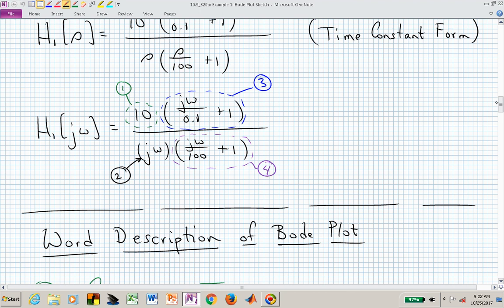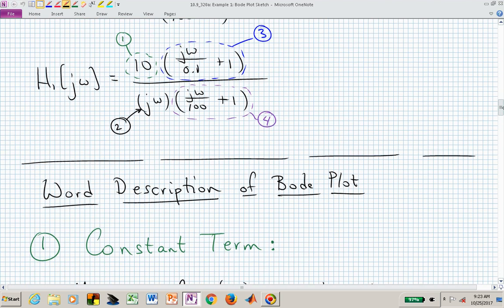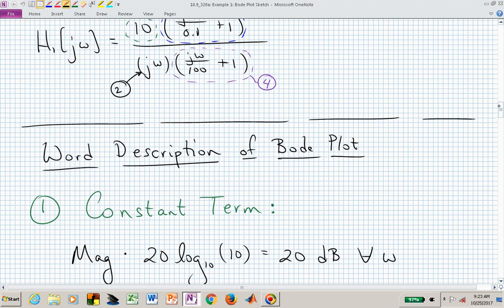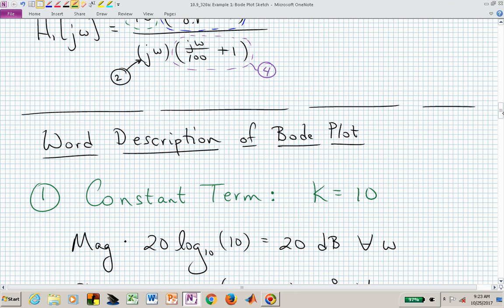And sometimes as I'm doing this, I like to get my mind thinking about what I'm going to be sketching. And one way to do that is to quickly provide myself with some notes via a word description. So let me just illustrate what I mean by that. First, we have our constant term, and that constant term k was actually 10. And we can immediately see that that's positive, so we know what the angle is.